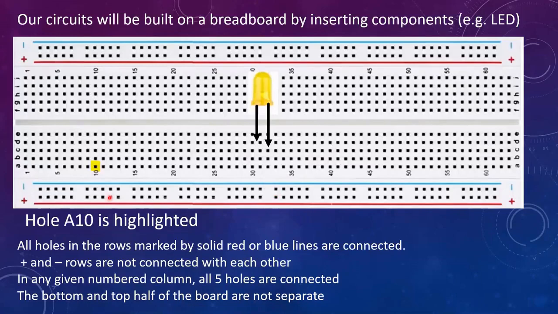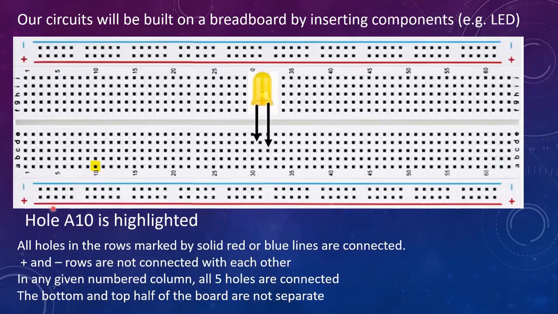So first, on the two sides, you'll see there's these long lines, one red and positive, the other blue and negative. What that means is that all of the little holes that you can push wires and pins into, all of the holes in this row, underlined by the red line, are all connected with each other. It's like one wire underneath. So it doesn't matter if you plug something in here or if you plug something in there, they're all connected to each other. And the same is true for the negative side.